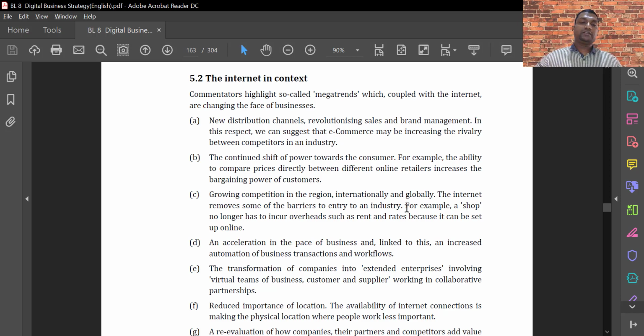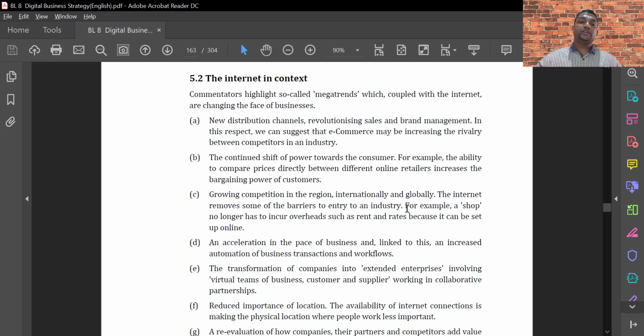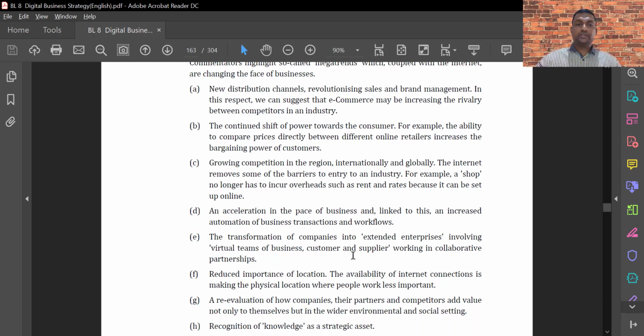But with this e-business type of concept, if you are opening it up for customers to give you the orders and check your products online, then you will have the ability to compete with other players as well. And therefore you will not need to have a physical shop also. So your overheads also will be low. You will not have to pay rent and all that, because you are running your business completely online.